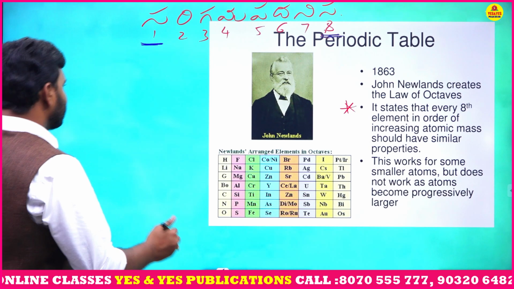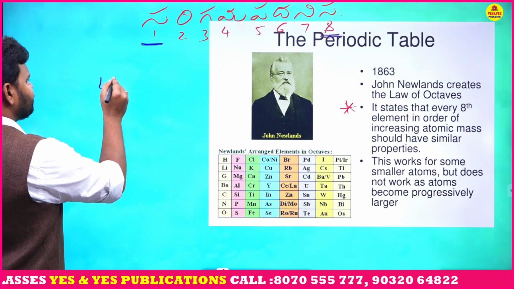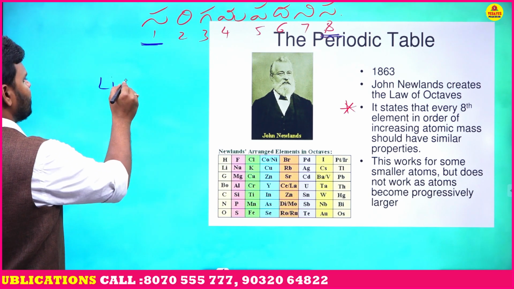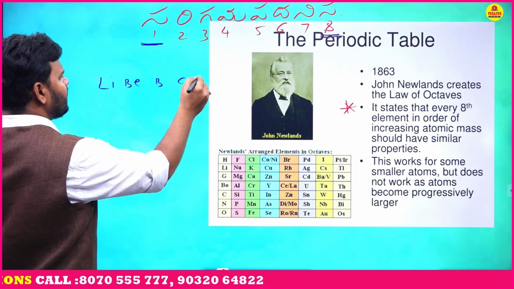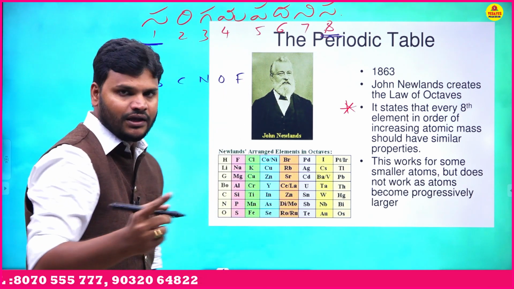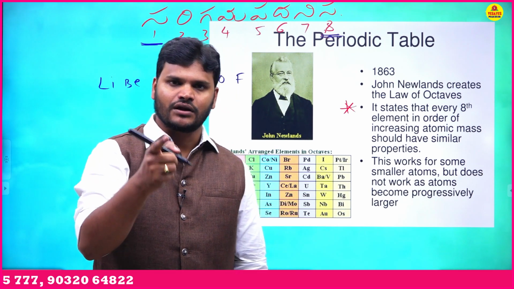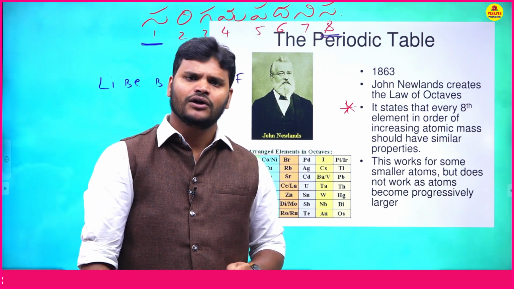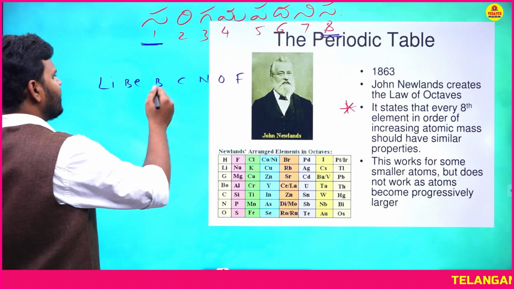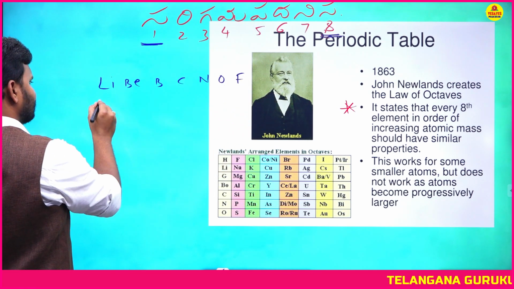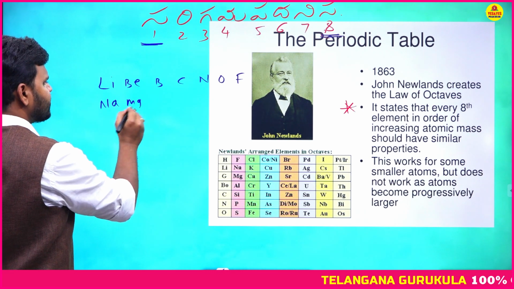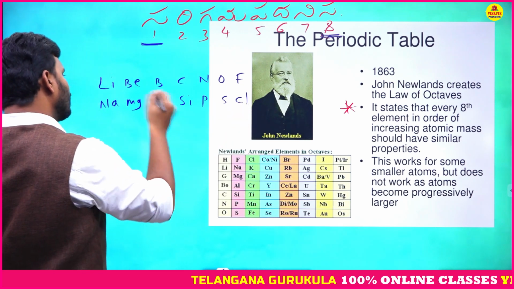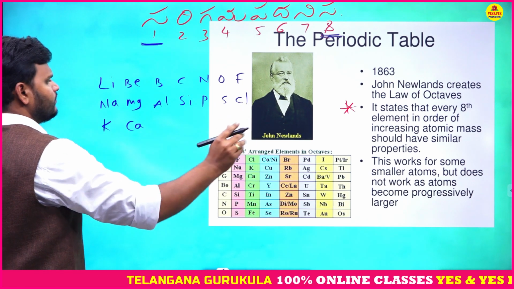When you look at the periodic table, you will get clarity. Lithium, sodium, just a second. This is the order: lithium, beryllium, boron, carbon, nitrogen, oxygen, fluorine. Already I told you, at that time noble gases were not found. Actually, at Newland's time, only 56 elements were known. So lithium, beryllium, boron, nitrogen, oxygen, fluorine. Next, sodium, magnesium, aluminum, silicon, phosphorus, sulfur, chlorine, potassium, calcium, like that.